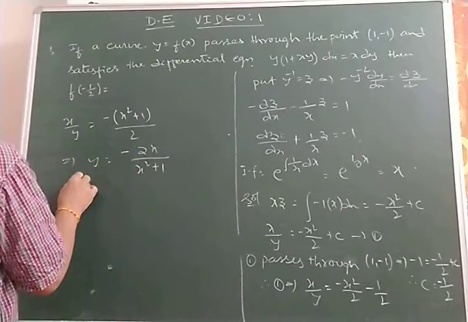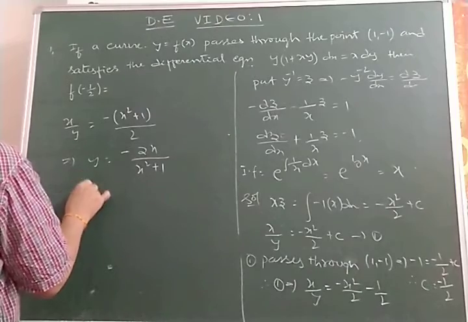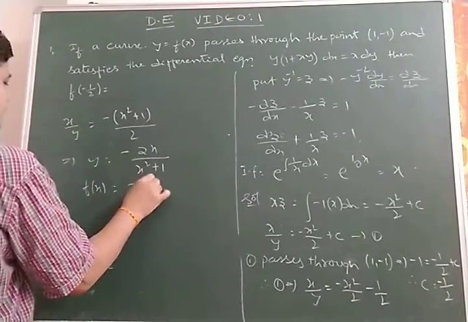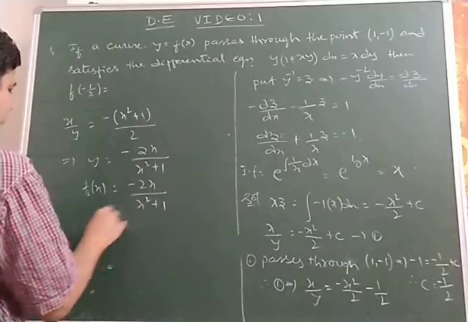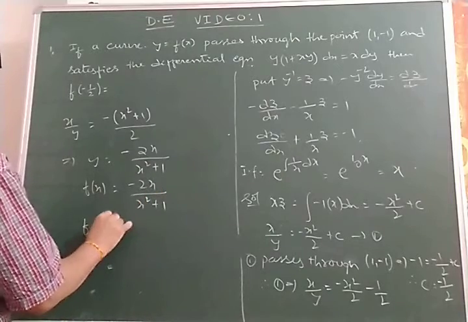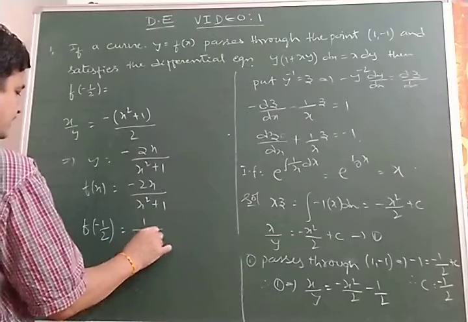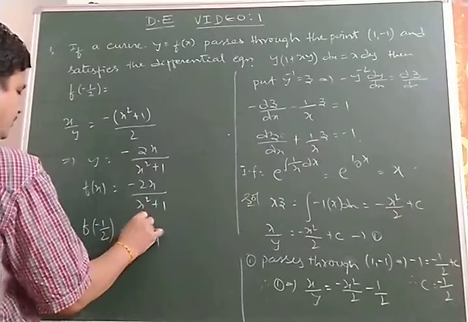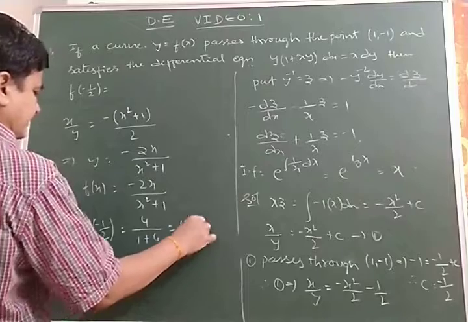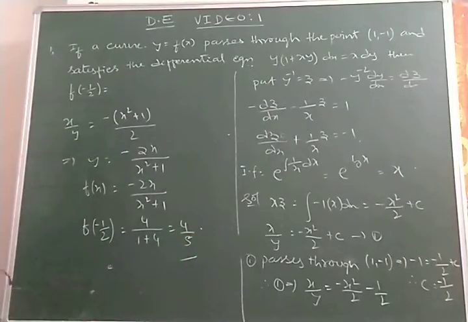Now f of x is equal to minus 2x by (x square plus 1). f of minus 1 by 2, that means x is equal to minus 1 by 2. This is 1 by (1 plus 1 by 4), which is 4 by 5. 4 by 5 is the answer.